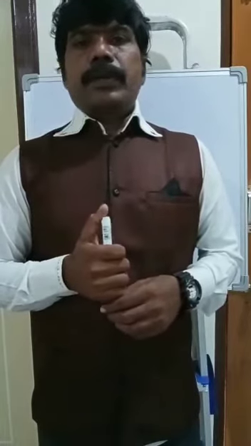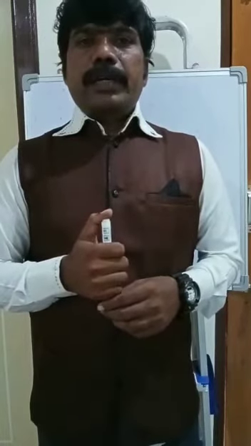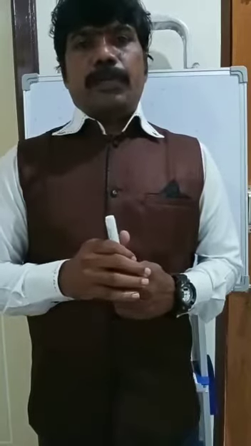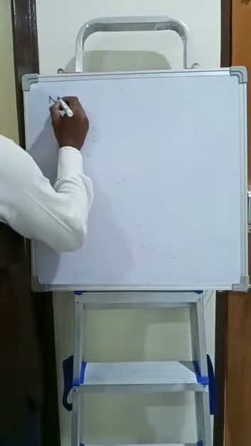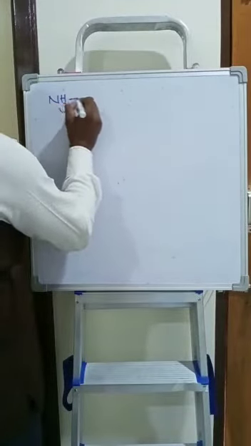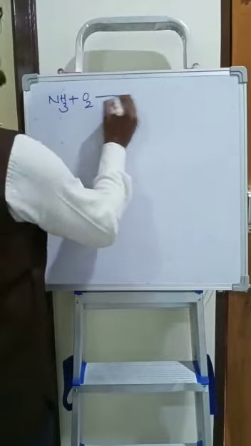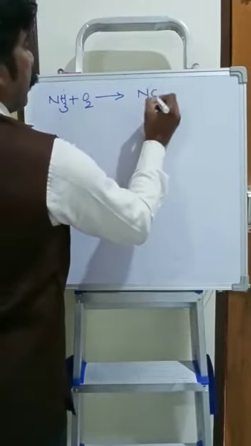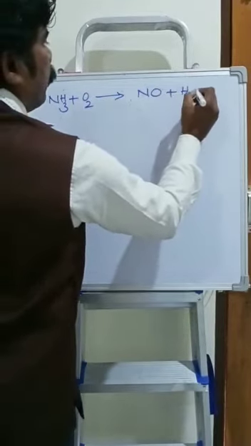Today we are going to learn an easy and simple technique to balance a chemical equation with an example. Let us see one chemical reaction: ammonia in the oxidation reaction, we get nitric oxide plus water.